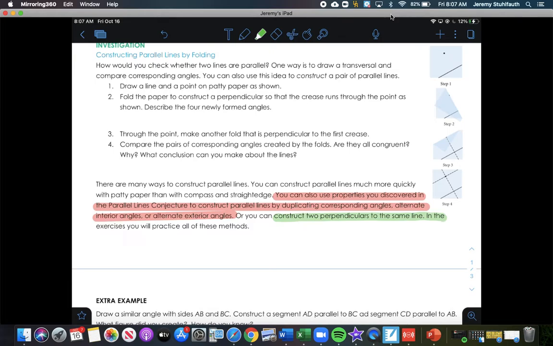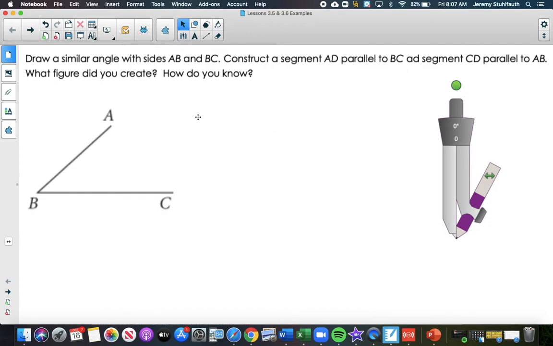We're going to jump over to the smartboard slide so we can use our compass, and we're going to do one example, and then two problems from your homework that you will not be responsible for. The first problem says draw a similar angle with sides AB and BC. Construct a segment AD parallel to BC and segment CD parallel to AB. What figure did you create?